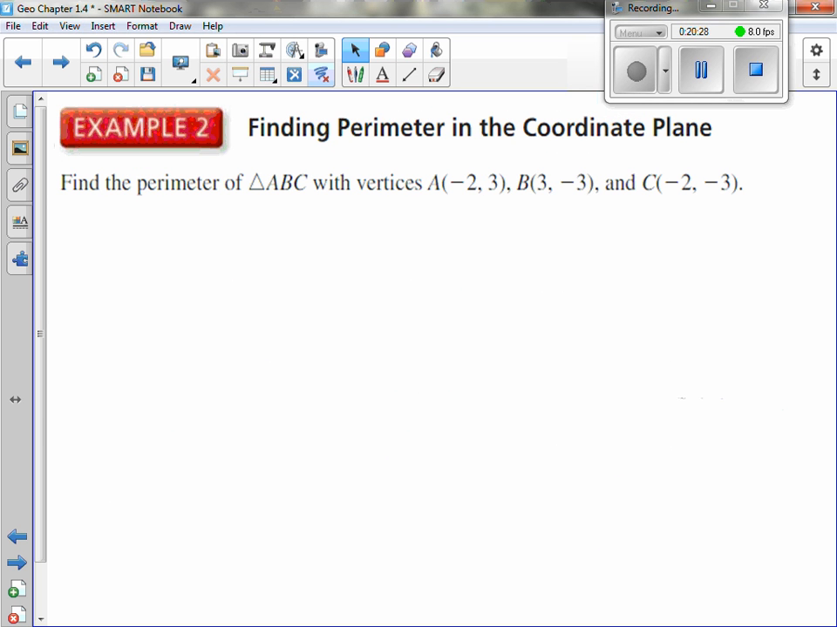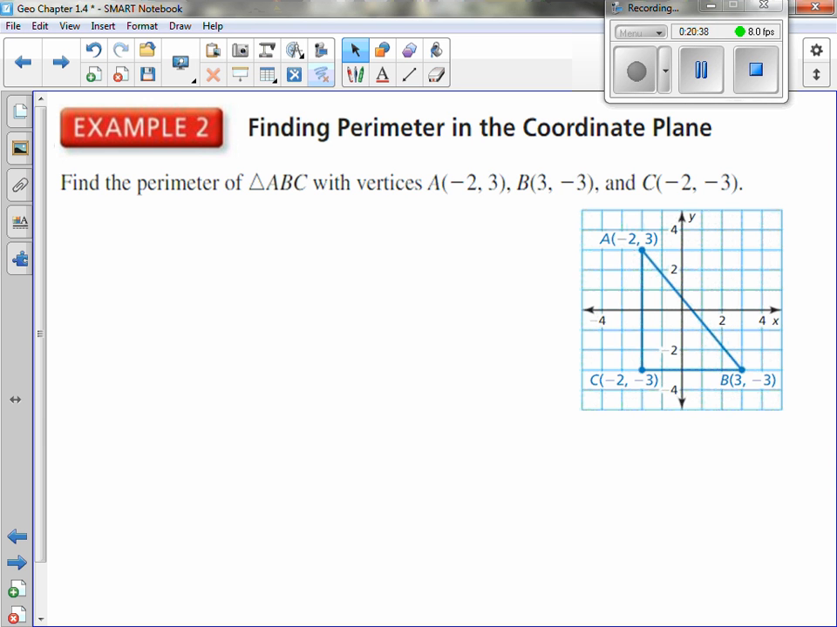Find the perimeter of ABC with vertices -2, 3, 3, -3, and -2, -3. Hopefully I already have this down. Yes, I might have forgotten to erase it. Now you don't have to have the graph to find the perimeter. Because again, the perimeter is just the side lengths, the distance of each side added together, yes? So from A to C, C to B, and B to A, we're adding these all together.